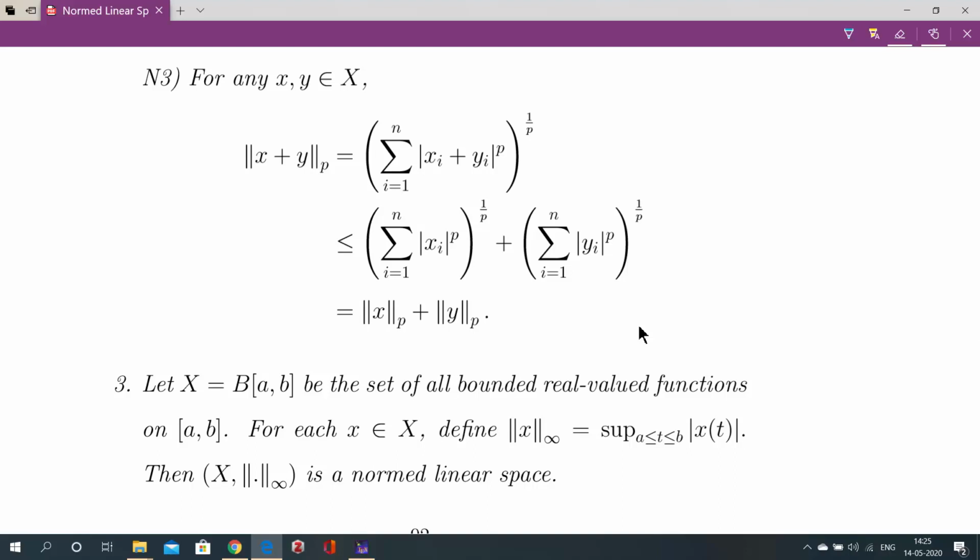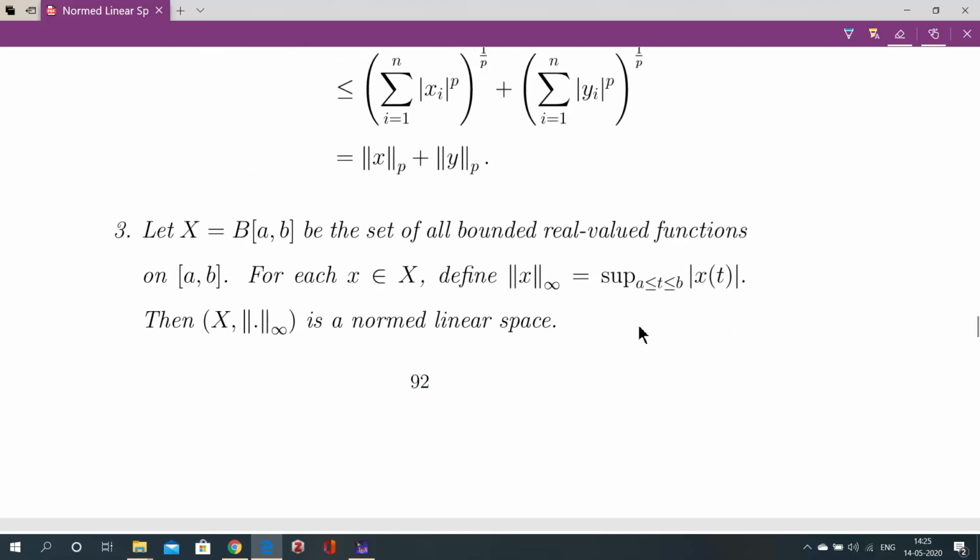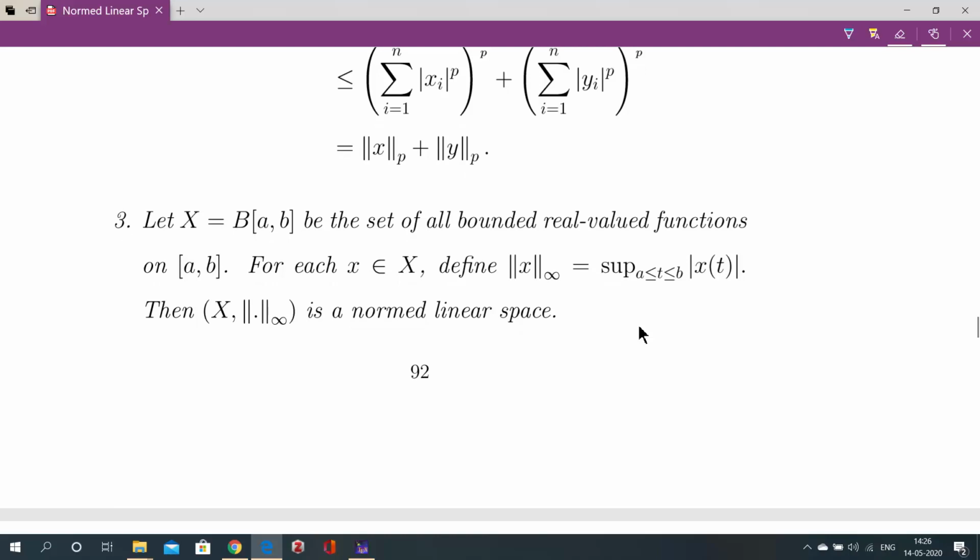Hence, this is a required normed space. So let X be the set of all bounded real valued functions on the closed interval a to b. If we define the norm as the supremum of modulus of x(t) over the interval a to b, then this norm over X is a normed space.